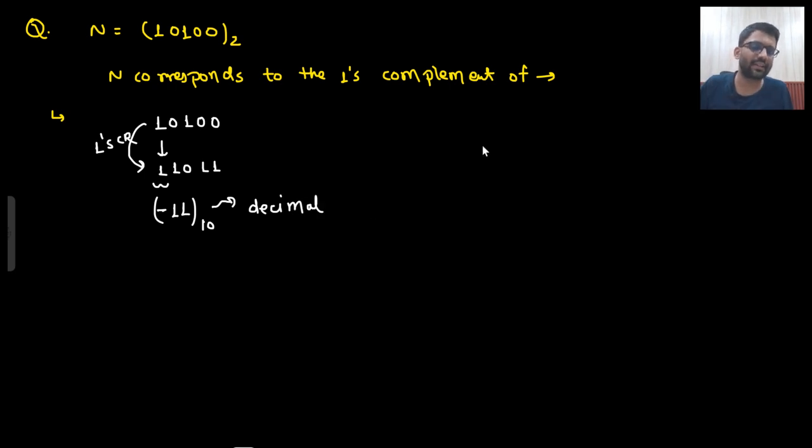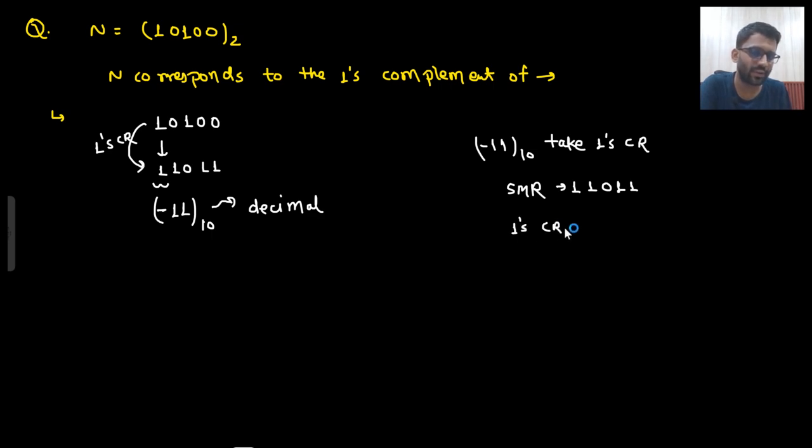So basically, if the question was take 1's complement of minus 11, what would be your answer? First I will write its sign magnitude representation, then take 1's complement. Minus will be as it is, and 11 can be denoted as 1, 0, 1, 1. Now I need to take 1's complement. Sign bit as it is, 0, 1, 0, 0. So this I would get, and this is your n only.